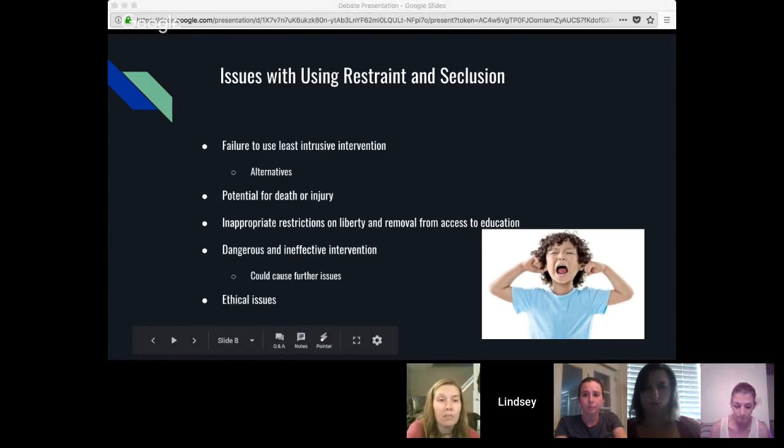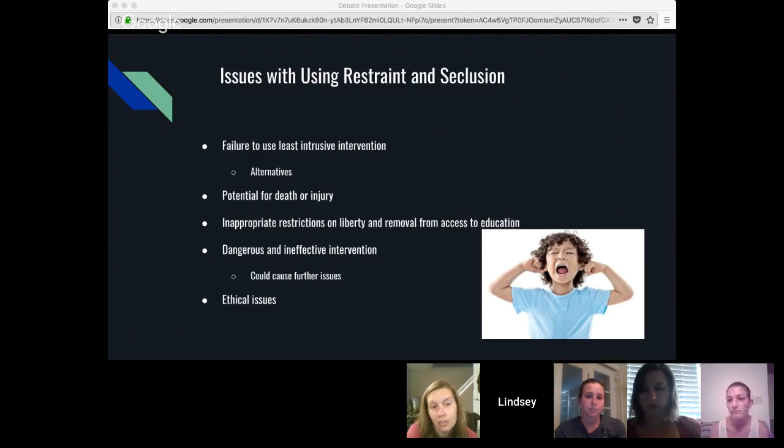So we previously heard the ethical concerns with restraint and seclusion, and that there is a potential for injury or death with the use of these measures. We assert, however, that the overall potential for injury or death will be low if restraint or seclusion is used least intrusively, when appropriate, and according to our federal or state policies, procedures.